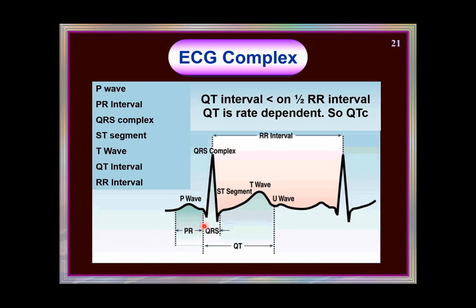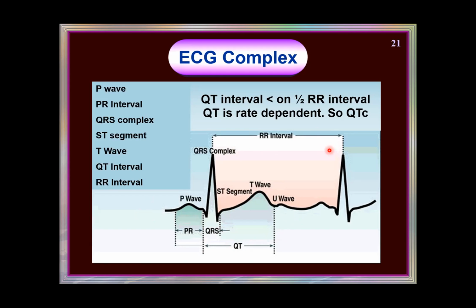This is depolarization or contraction. Electrically, it's called depolarization, and mechanically, it is called contraction. And after that, there is the repolarization of the ventricle, that is the T wave. And the U wave, we will see when we come into details. So there is a P wave, there is a QRS complex, there is a T wave, and there is a U wave, and there is a PR interval, there is a QRS interval, there is a QT interval, and there is an RR interval. Okay.